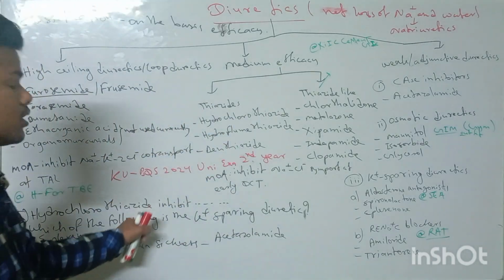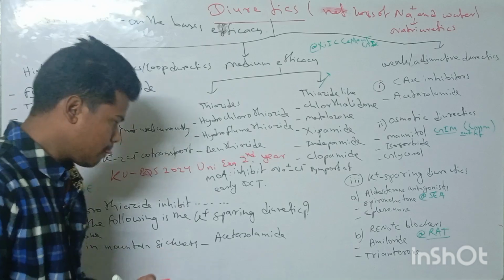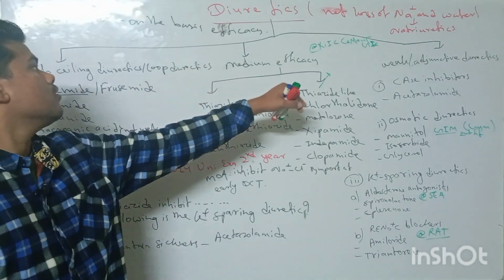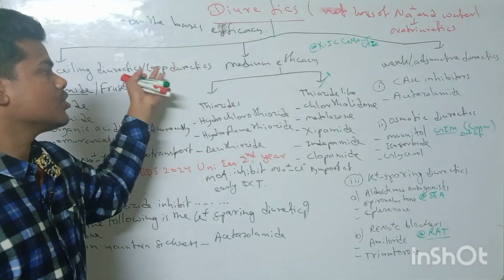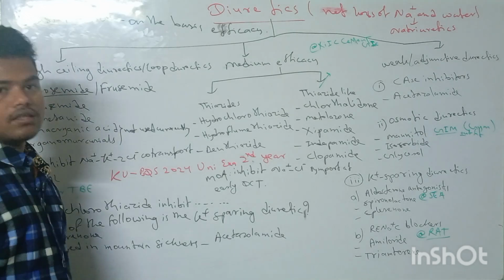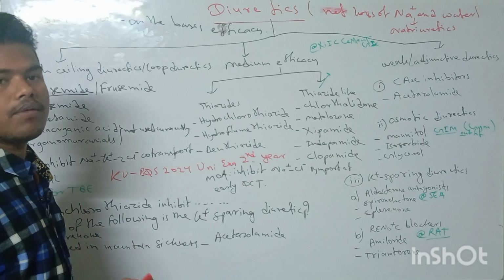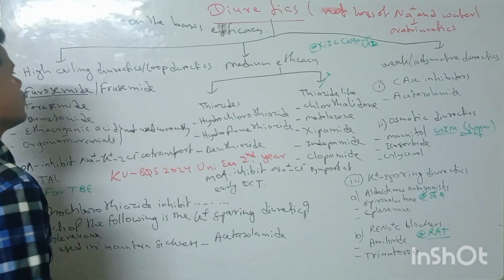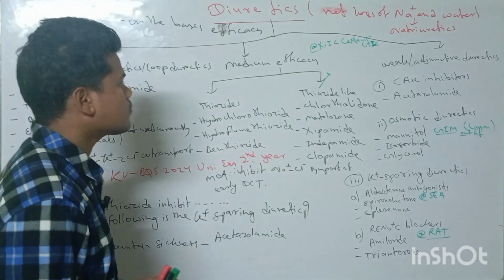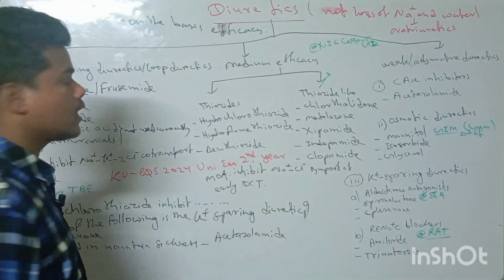Why am I mentioning these MCQs? Because I want to make sure you understand how important these topics and classifications are for MCQs and short notes also. MCQs, long questions, short notes, and theory viva also. Everywhere you will be asked these questions. So these were the classifications of the diuretics. Now I will talk in detail about the mechanism of action.